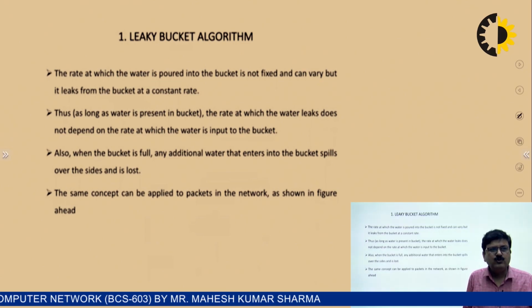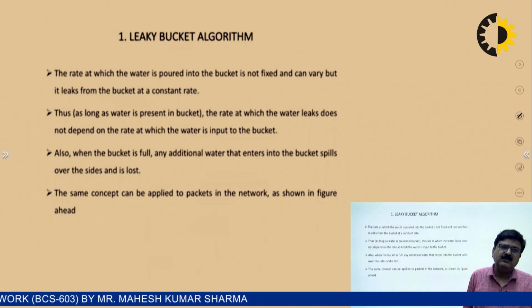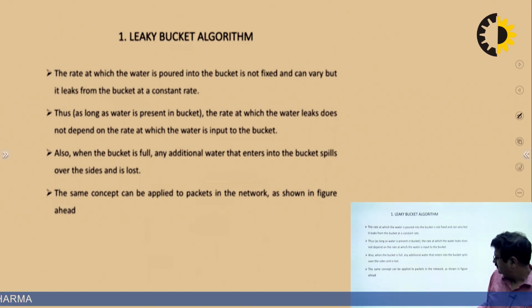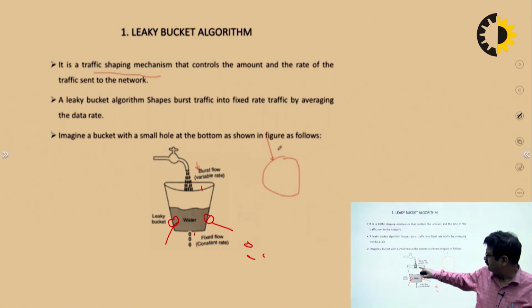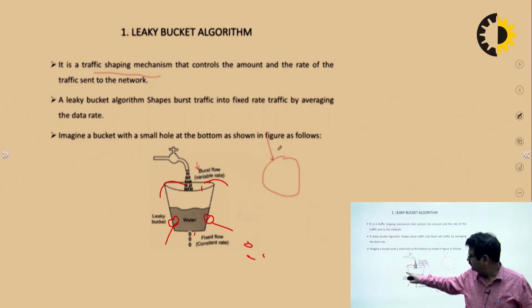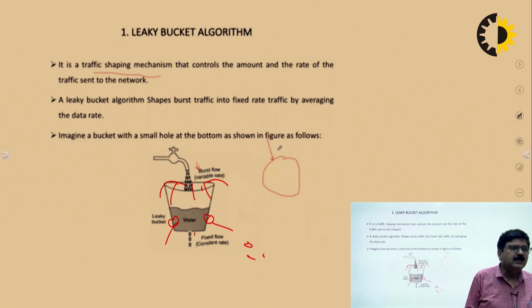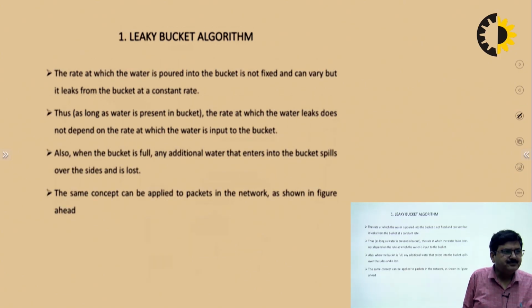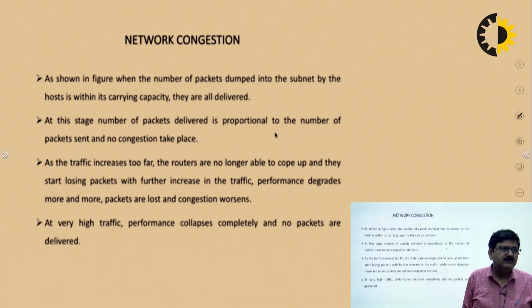And when the bucket is full, what happens? Additional water that enters the bucket spills over the side and is lost. If water flows continuously, then it will spill out from the side. So in this way, the same concept can be applied to packets in the network.